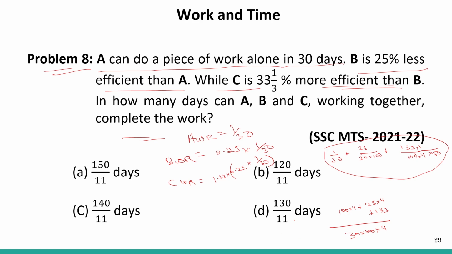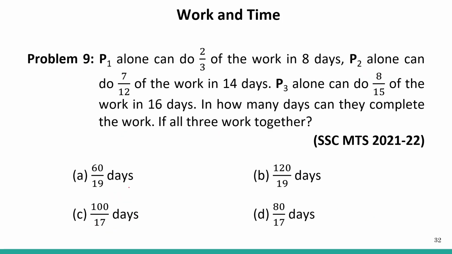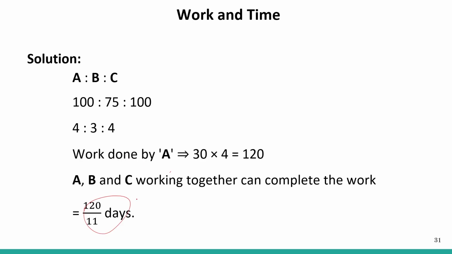That is actually equal to what? 400 plus 100 is equal to 500, 633 by 3000 into 4, so 9000. So 9000 by 633. Dividing this by 3, it will be 3000 whole by 211. So this much amount of days it will take. So 120 by 11 is equal to what? This much amount of days.